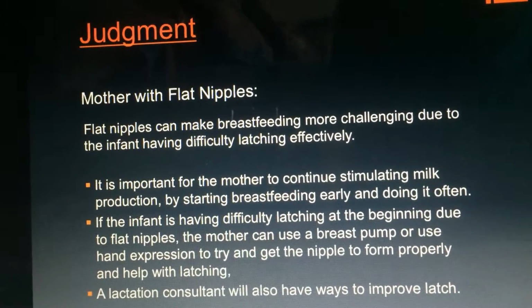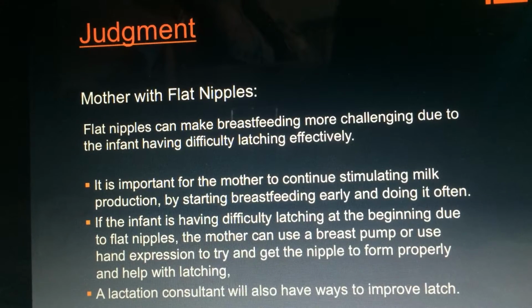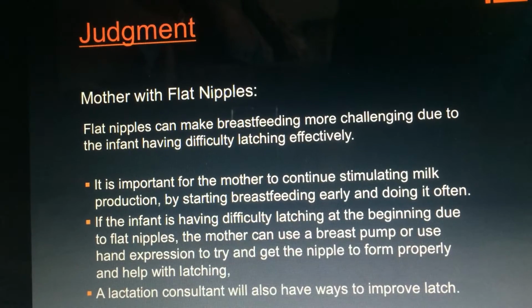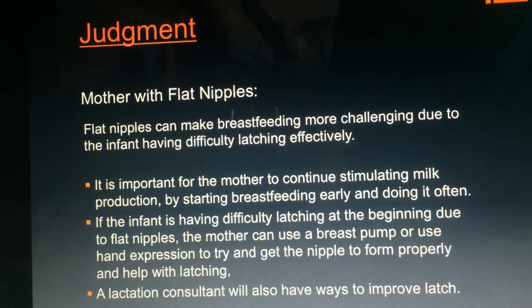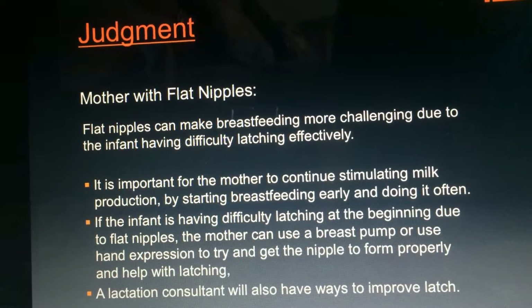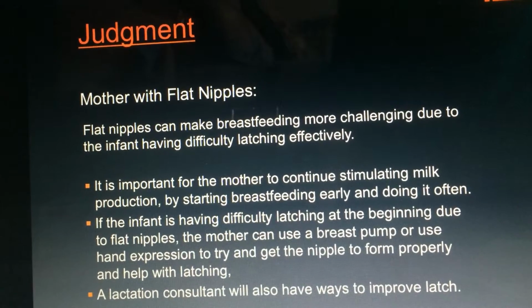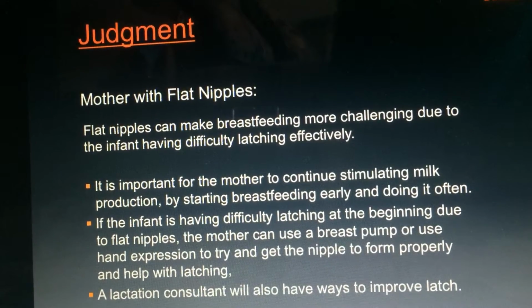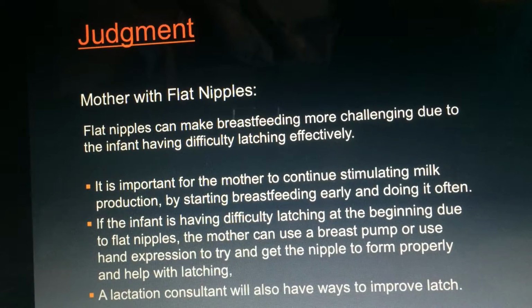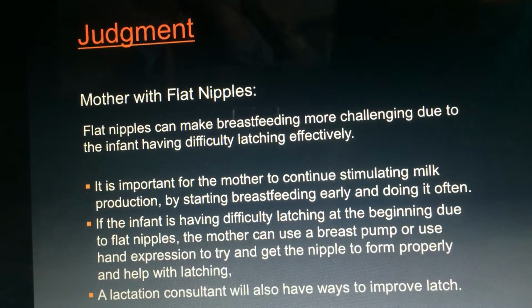The next priority for a mother with flat nipples is that flat nipples can make breastfeeding more challenging due to the infant having difficulty latching effectively. An improper latch can lead to further problems like pain and tenderness. A lactation consultant would be able to find ways to improve latch. Many women may feel like if they have flat nipples that they will not be able to breastfeed their child, but there are many techniques that will help.